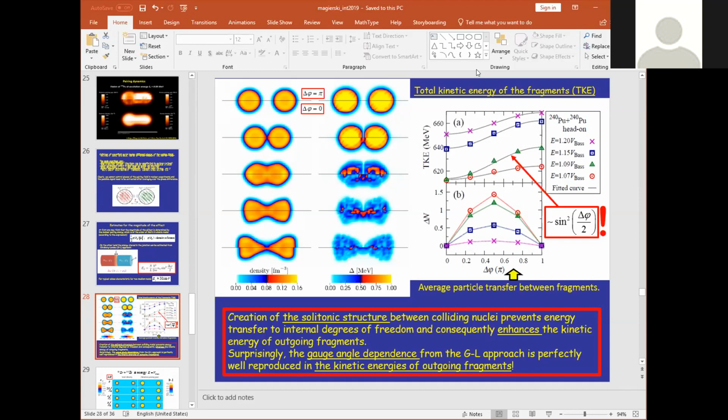I'd say that when you have the junction, they repel each other, and they emerge with bigger kinetic energy, while in the other case, they attract, dissipate energy from the internal degrees of freedom, and slow down. I think that's the correct interpretation. I don't think you have a spring effect. That's debatable. The creation of this junction prevents the dissipation effects towards the internal degrees of freedom.